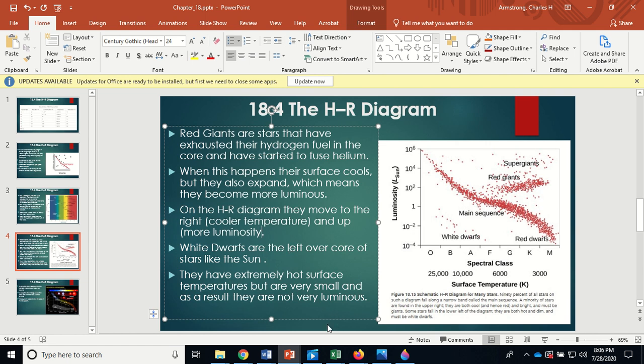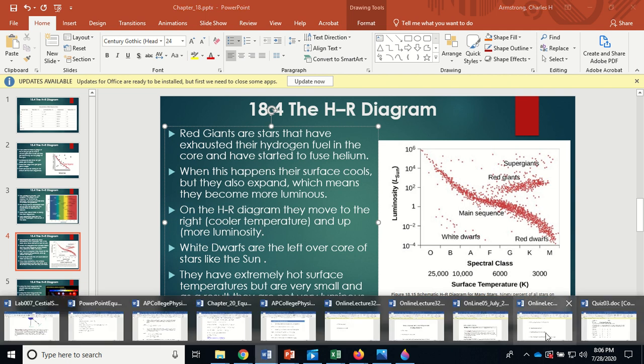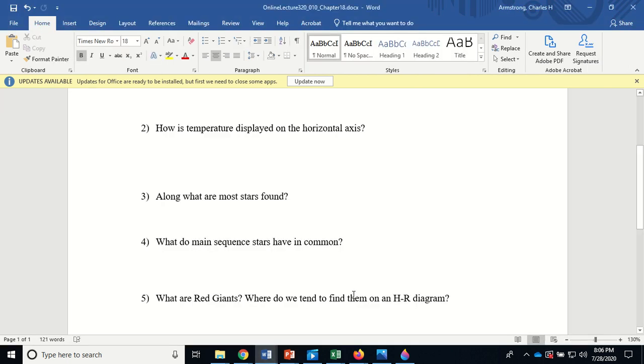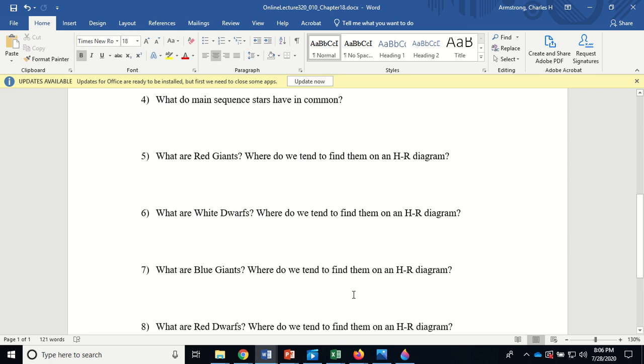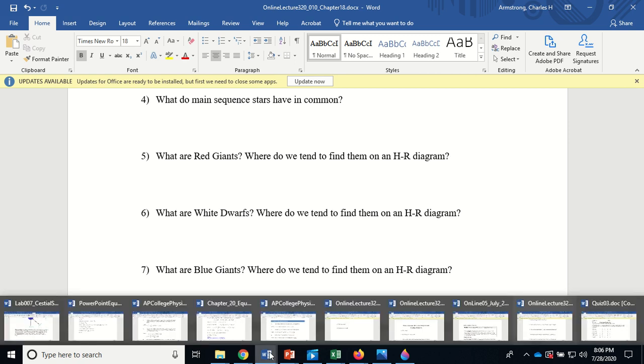Okay, let's see if we can answer some questions now. What do the main sequence stars, I think we did that one. They're still fusing hydrogen and helium. What are red giants? Okay, red giants are stars that were on the main sequence, but they've run out of hydrogen and now they're fusing helium into carbon for the most part. Where do we tend to find them on the HR diagram? Okay, we tend to find them in the upper right.